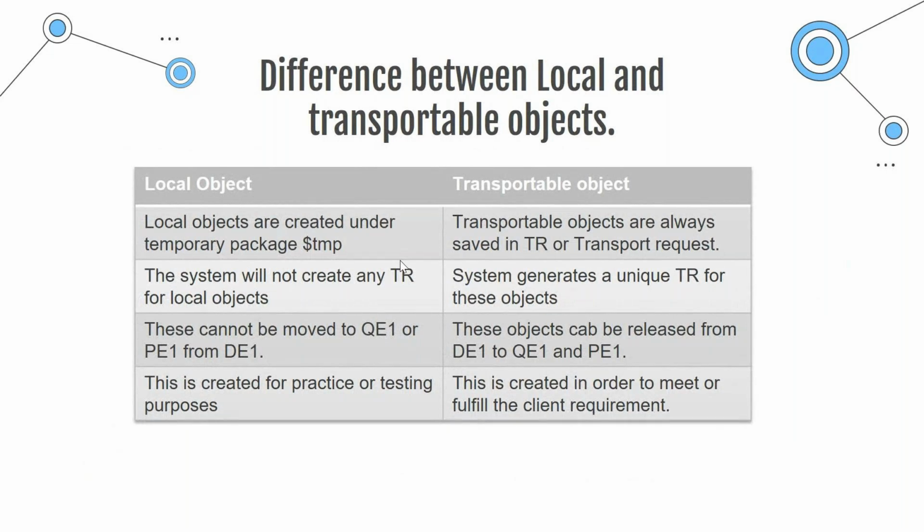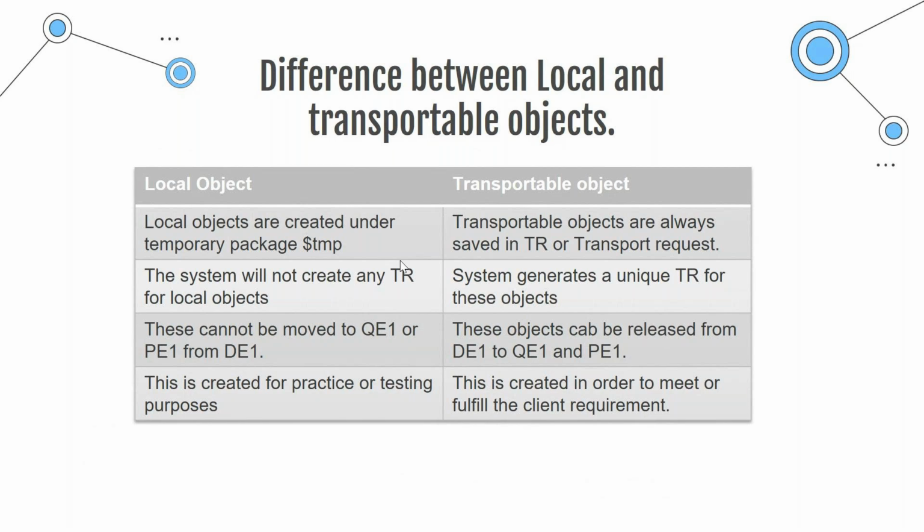Then the system will not create any TR for any local object. Why? The purpose of a transport request is to migrate your changes, to move the changes from development to quality to production. As a local object, you will never move it to quality or production. Then what is the point of creating a TR? No point. That is why there is no TR for local object.